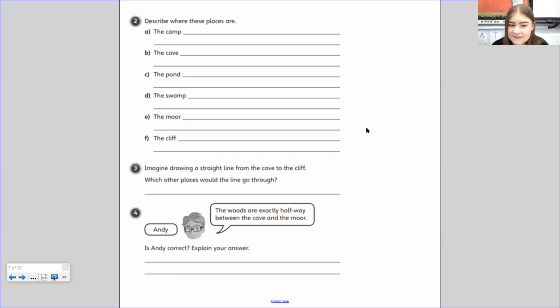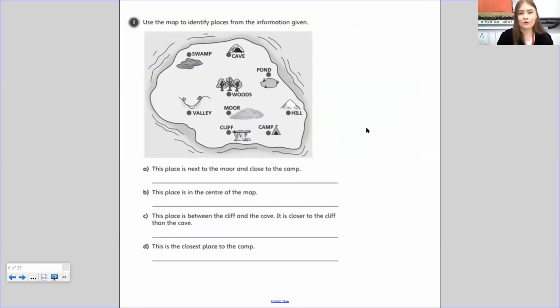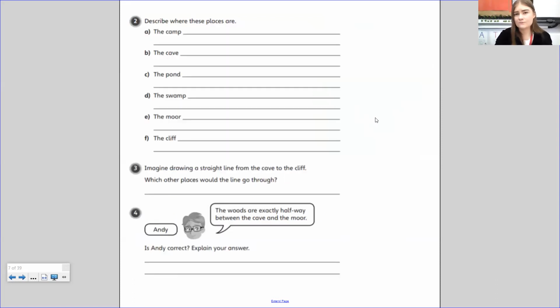Number 4, Andy, you need to convince me, put your convince me glasses on. Is this correct? Andy says the woods are exactly halfway between the cave and the moor. So the cave and the moor, are the woods exactly halfway? If we had squares, we would know for sure, but convince me, is Andy correct?